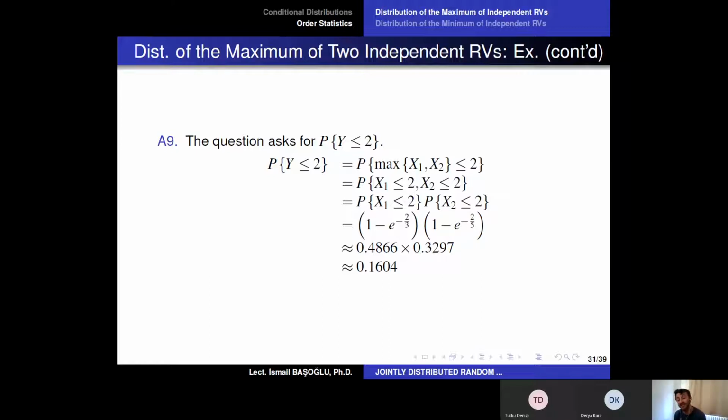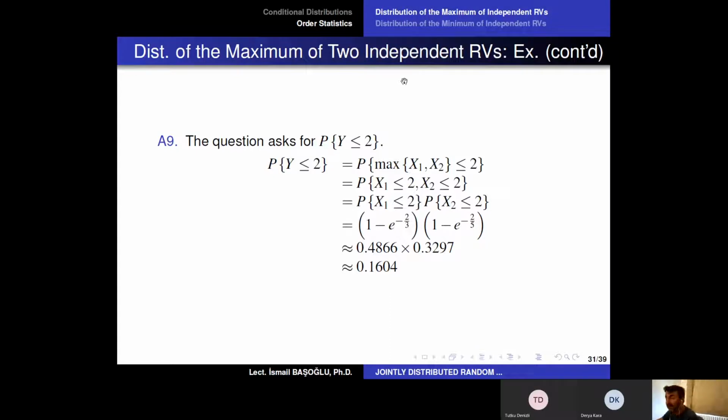So these two statements are equivalent. The fact that the maximum is less than or equal to 2 is equivalent to the fact that both of them are less than or equal to 2. So which one is maximum? I do not care. Which battery has the maximum lifetime? I do not care. What I care is both of them being less than or equal to 2, because in that case, the maximum is going to be less than or equal to 2.